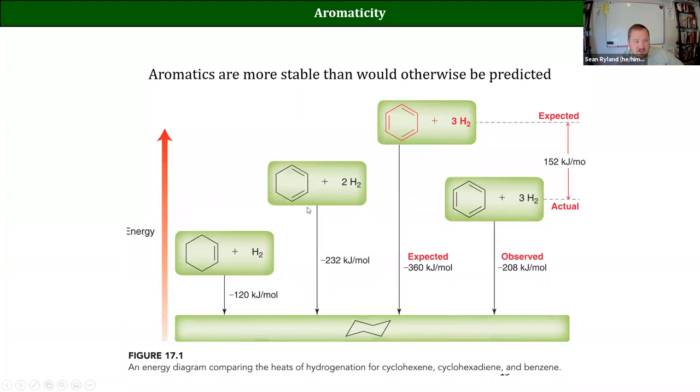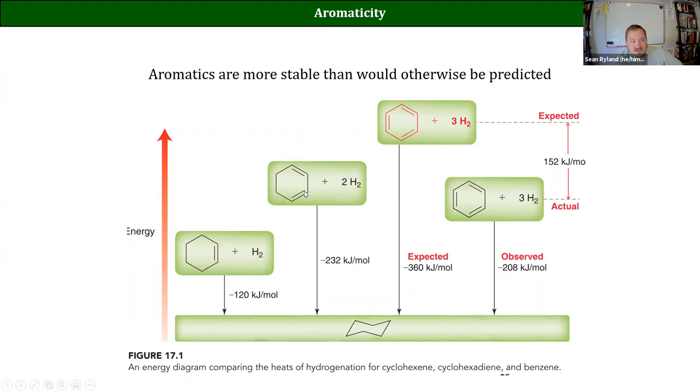But if it's a conjugated diene, they're a little bit lower in energy because that resonance means that this is a little bit more stable than it would otherwise be. And so we can look at that and say, okay, well, 232 kilojoules per mole instead of 240, we get about 8 kilojoules per mole of stability based on that resonance. However, if we took benzene and we just tripled our initial downhill in energy, we'd expect it to be 360 kilojoules per mole downhill. But that's not what we actually see.